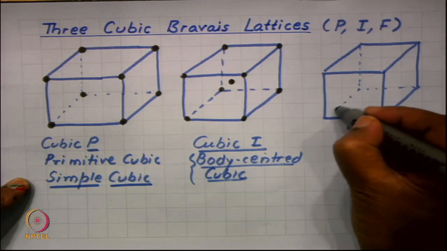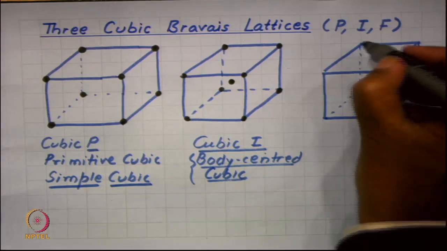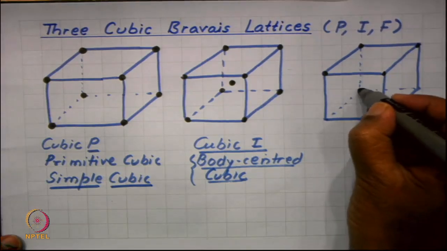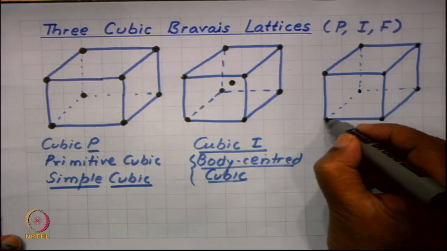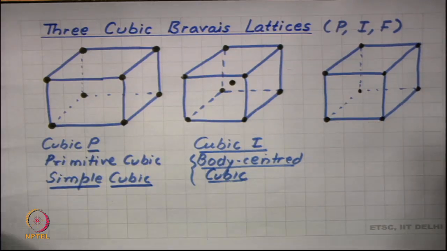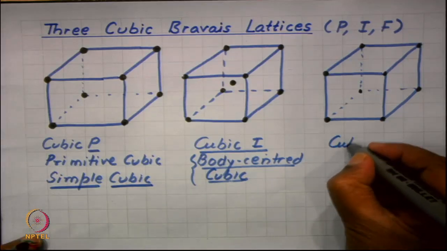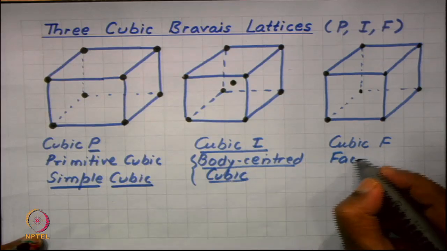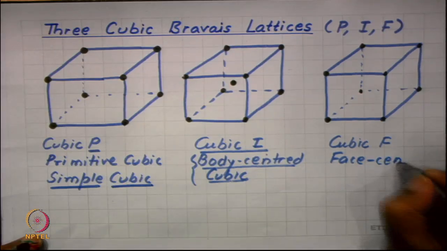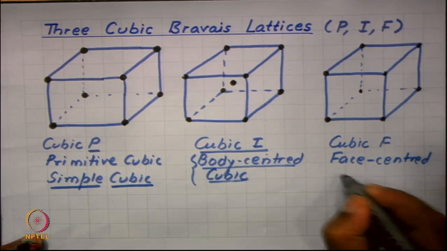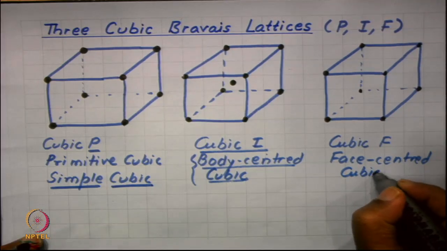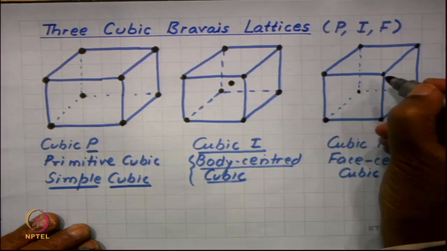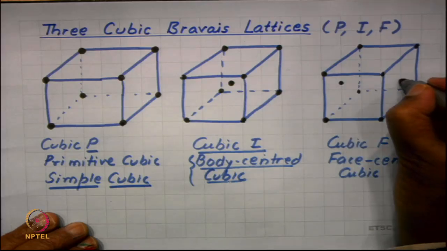That is the cube. As usual, lattice points at the corner. But to qualify it as cubic F, or face centered cubic, we have to give additional lattice points at the centers of all the faces.